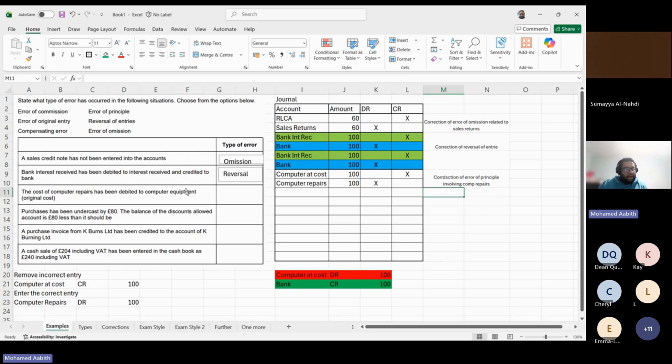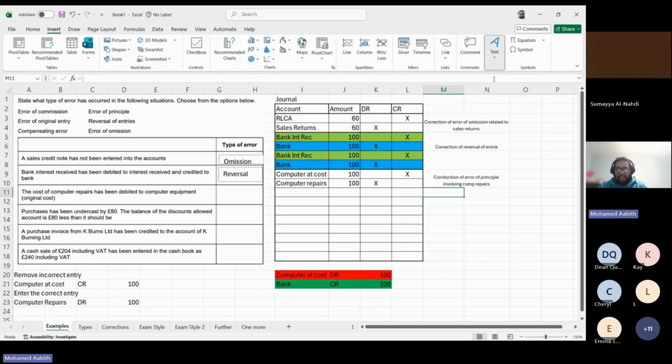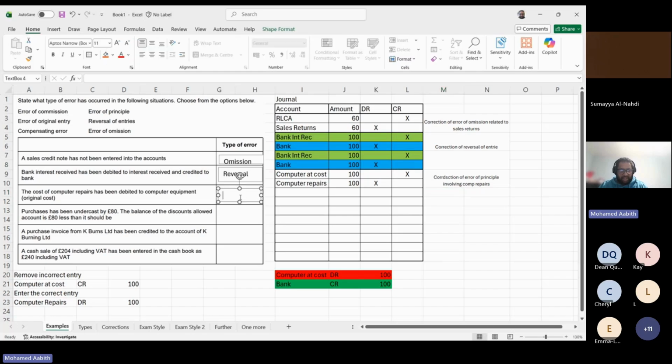Next one. It says here, the purchase has been undercosted by £80 and the balance of the discount allowed account is £80 less than it should be. We will look into that last, okay? We will see that as the last option. We'll skip to the next one and then see what we can do with that. So we're going to say here, this one is principal, okay?